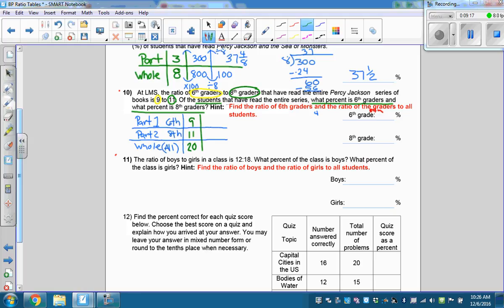Since we're trying to find percent, we now have to get the 20 to 100. So we can multiply by 5. So that would be 55, and 9 times 5 would be 45. So 45% are sixth graders, and 55% are eighth graders.